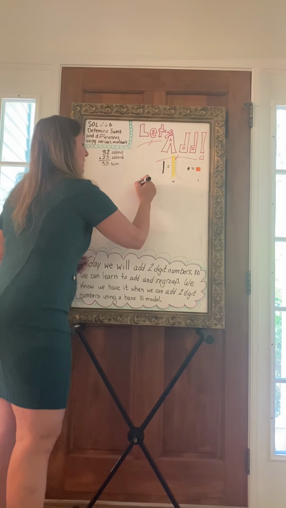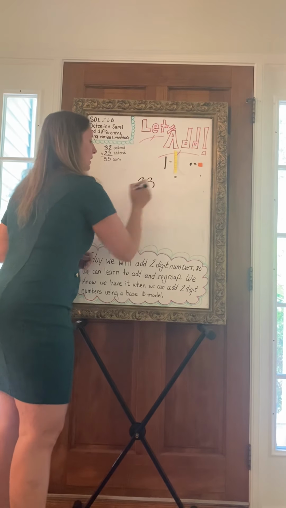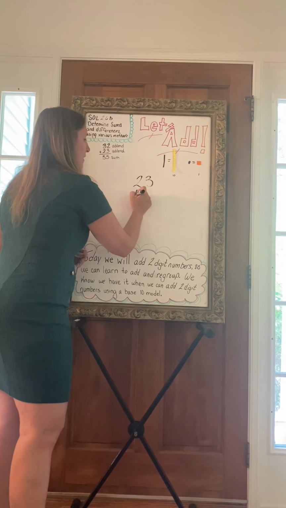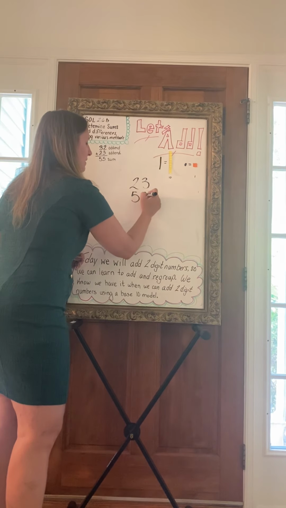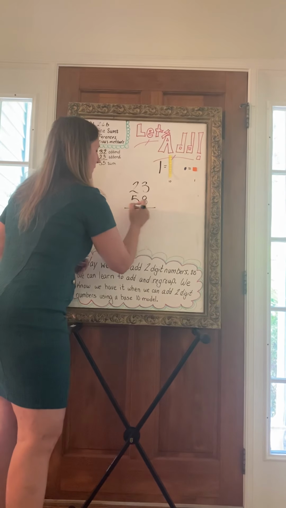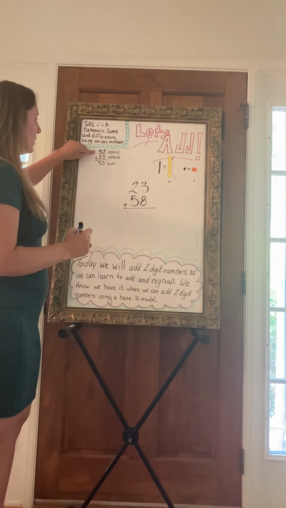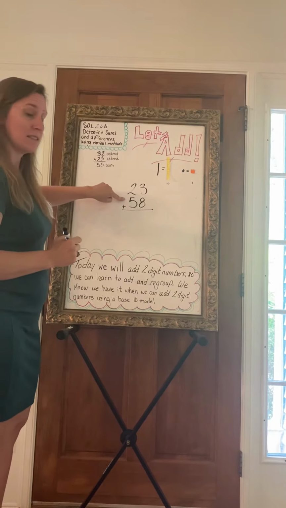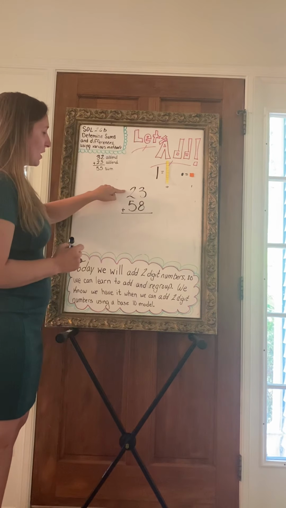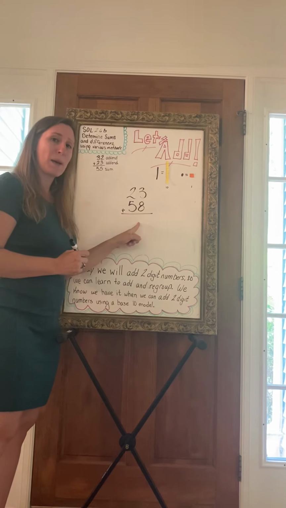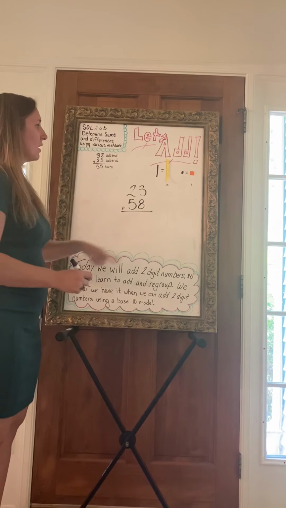We're going to add together 23 and 58. We know that these two numbers here are called our add-ins, and we know that putting our add-ins together, we're going to look for the sum. We're going to solve for the sum.